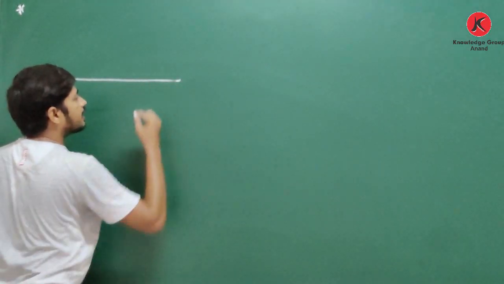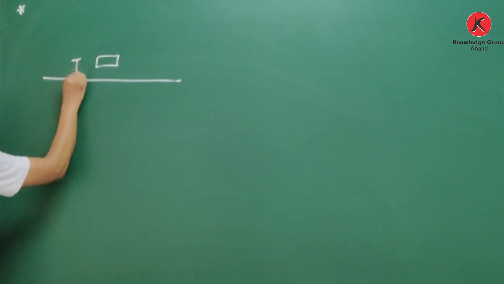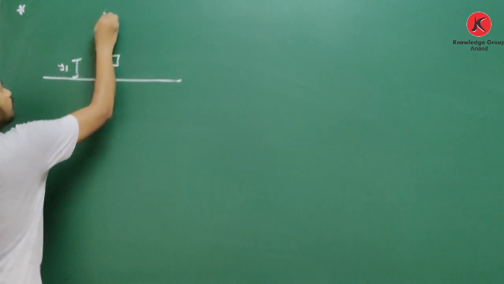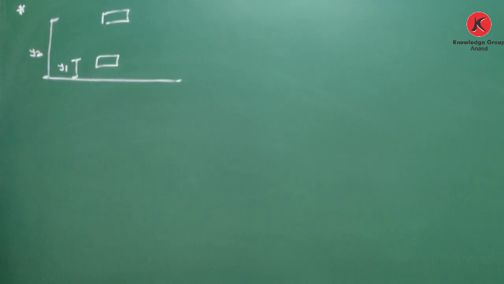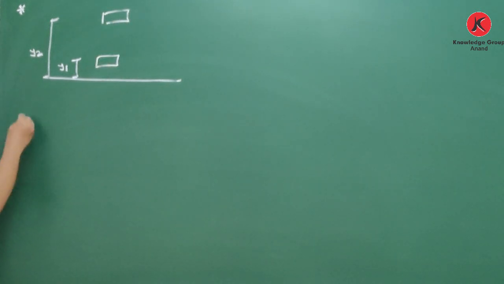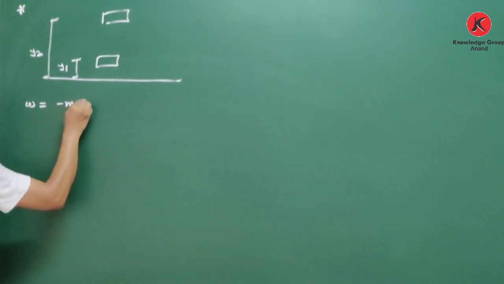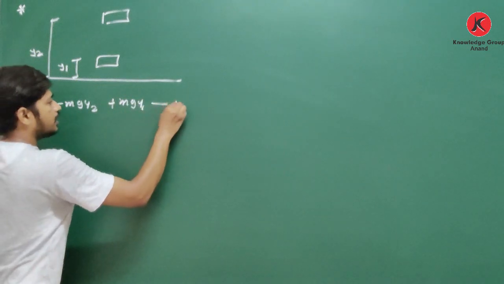Again, reference surface, block at height y1, block at height y2. To bring the block from height y1 to y2, what is the work? That work W is equal to minus mg y2 plus mg y1. We have obtained one equation.